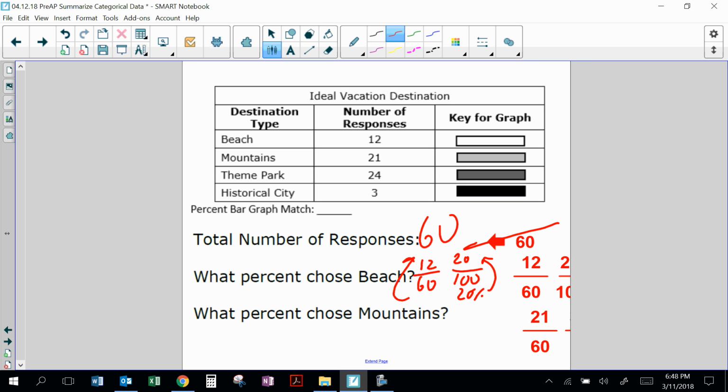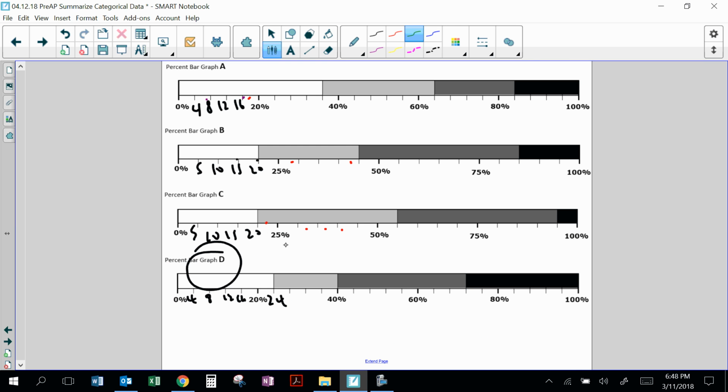What percent chose mountains? 21 out of 60. Can 60 go in 100? Not really easily. Can 60 go into 21? Not easily. So we're going to have to simplify here. What can I divide 21 and 60 by? By 3. So it is 7/20. Now, can 20 go in 100? Times 5, 35 over 100, or 35%. And that's why it is C, 35%.